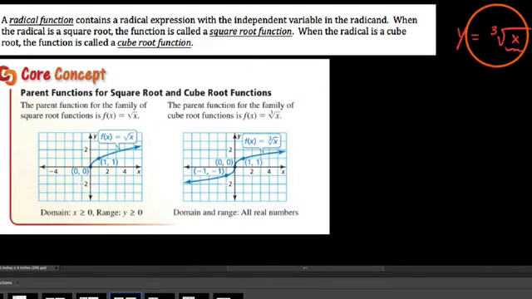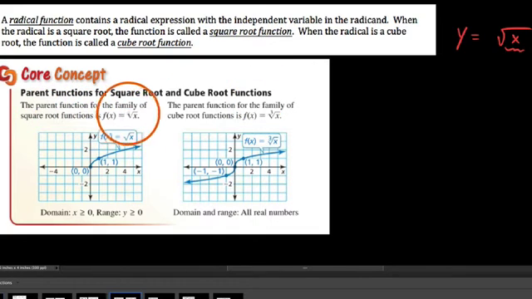So would the cube root of x, that would be a radical function, or a fourth root of x, or fifth root of x. But specifically in this video, we're going to be looking at the radical function that has a square root, called the square root function, and the radical function where it's a cube root, which we call a cube root function. These two parent functions, for a square root and cube root function, are listed here.